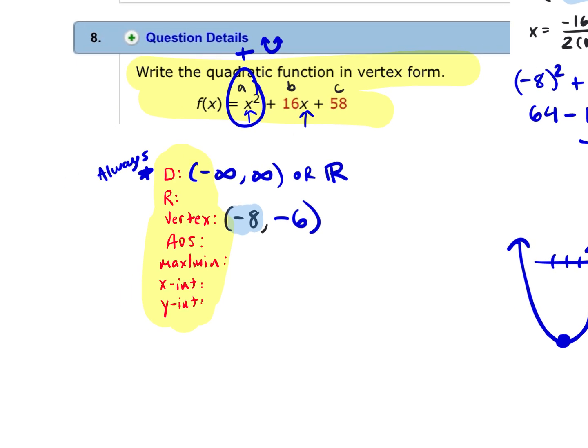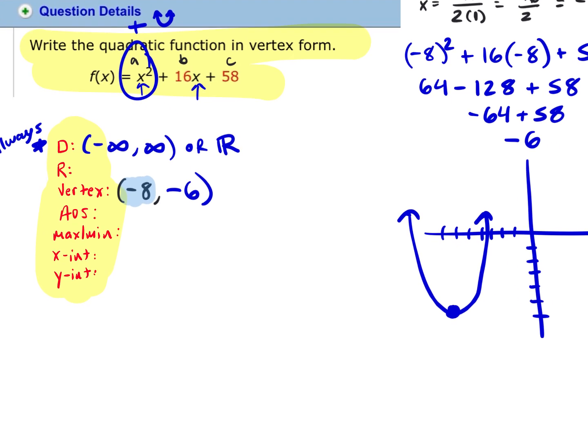The range, we go from smallest y values to largest y values. So if we look at our graph, what's our smallest y value that our graph has? Negative 6. So we have a bracket, negative 6, and it goes to what? Infinity. Awesome. You're not going to have open circles here, so it'll always be a bracket. So because our graph touches negative 6, it's a bracket. There's no open circle.